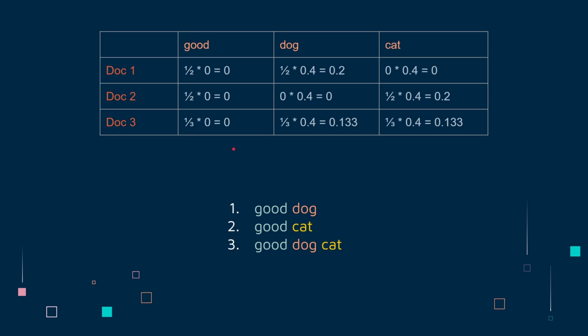So yeah, that's it for TF-IDF. It's really simple to implement in code as well. I might show that another time, but in this video, that's all we're going to talk about.